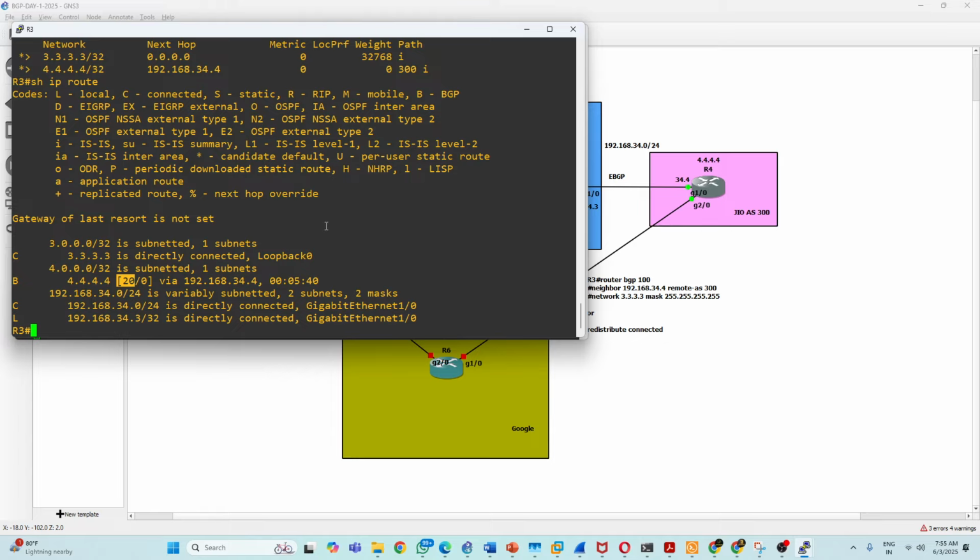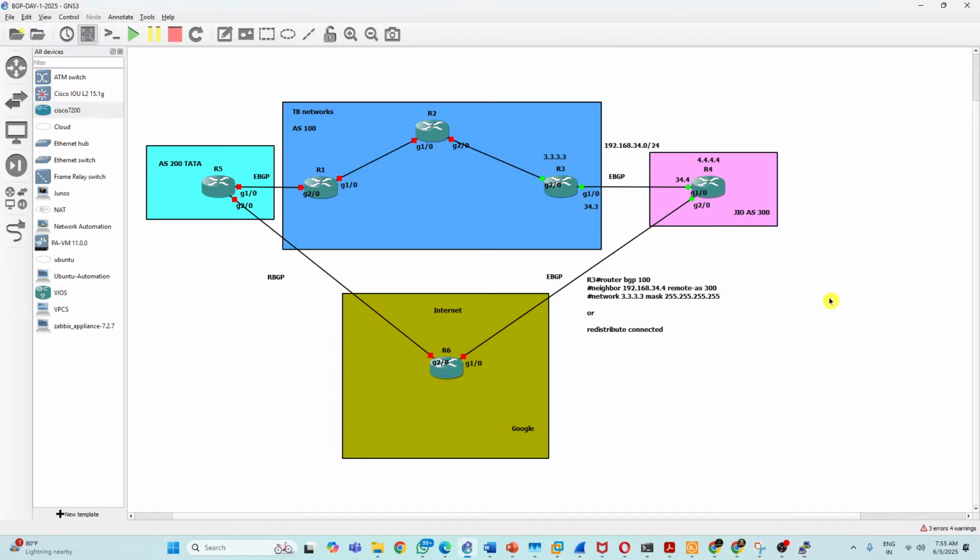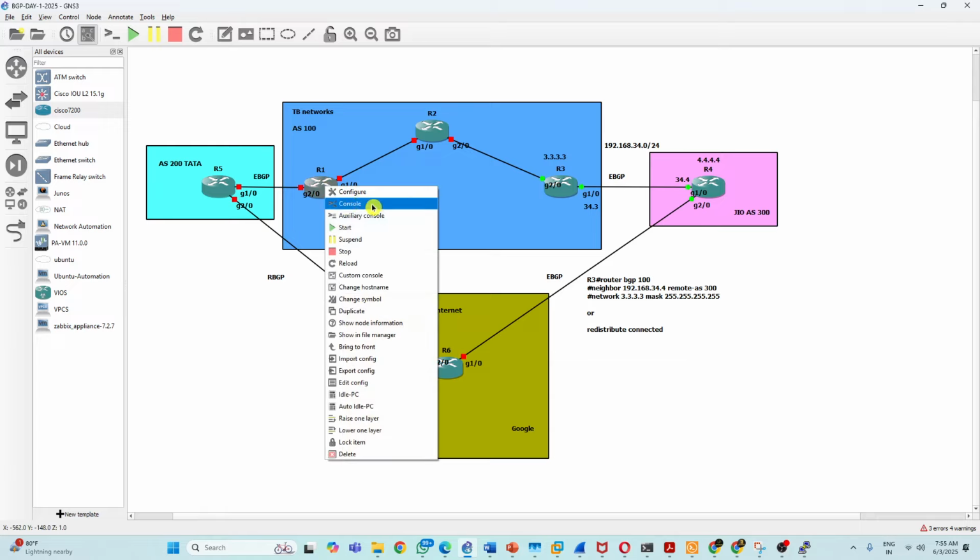Everyone understood so far? Yes, sir. Okay. EBGP configuration is done. Shall we do IBGP configuration?